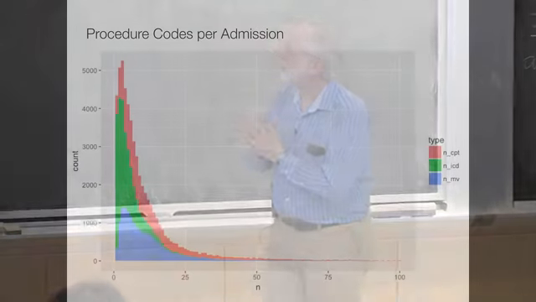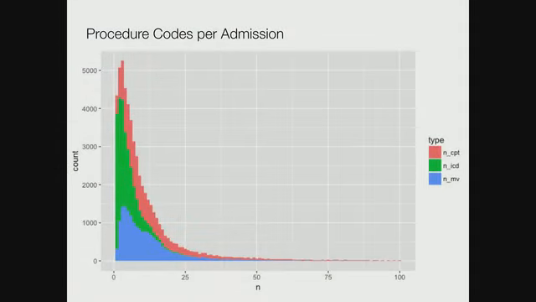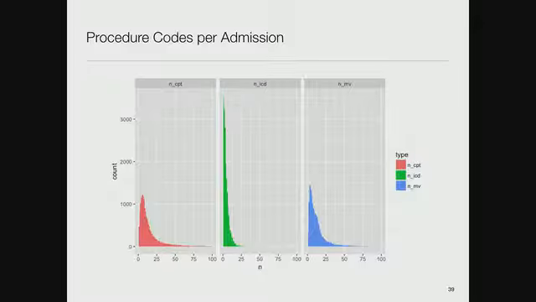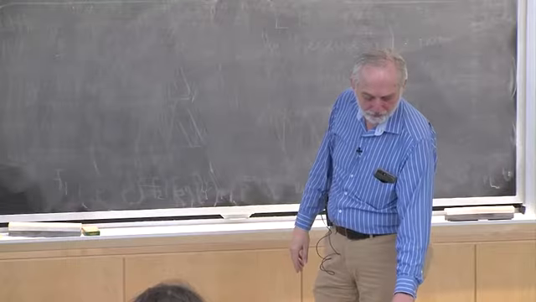Okay, so if you look at the number of all of these codes per admission, you see a distribution like this, or if I separate them out, you see that there are more ICD-9 codes and fewer of the CPT and the codes that are in Medivision, but they look somewhat similar in their distributions.